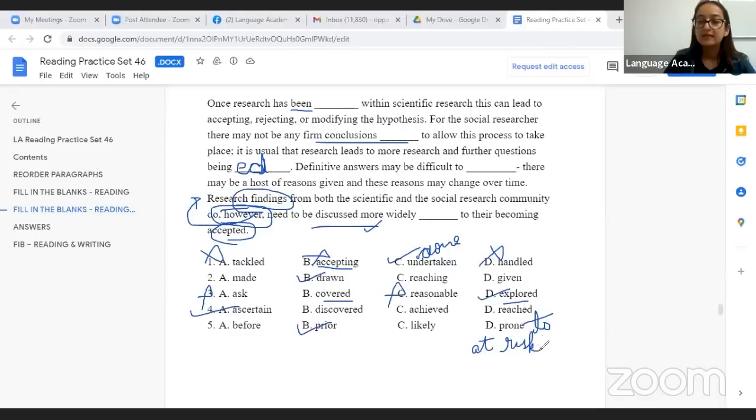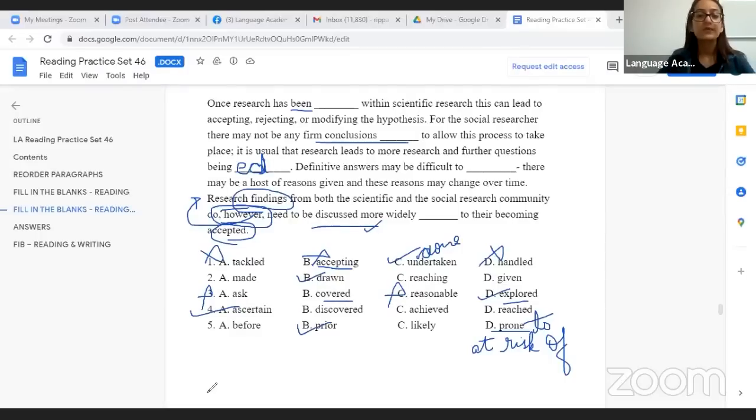Like if I say this area is prone to flooding, it means this area is at risk of flooding. That is how we use the word prone and to together. So these are the answers. First one is research has been done, research has been completed, research has been undertaken. Any of these would be possible.